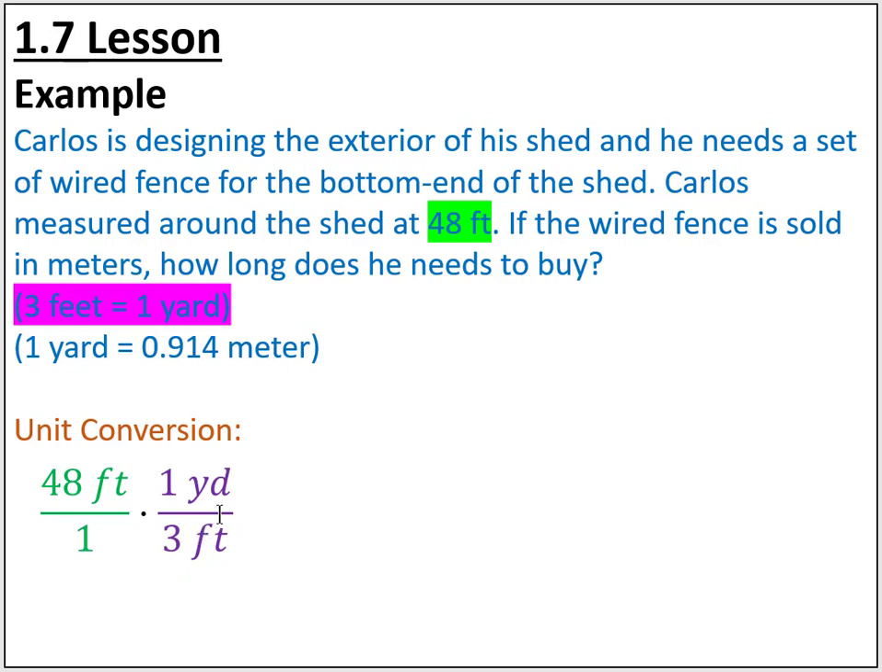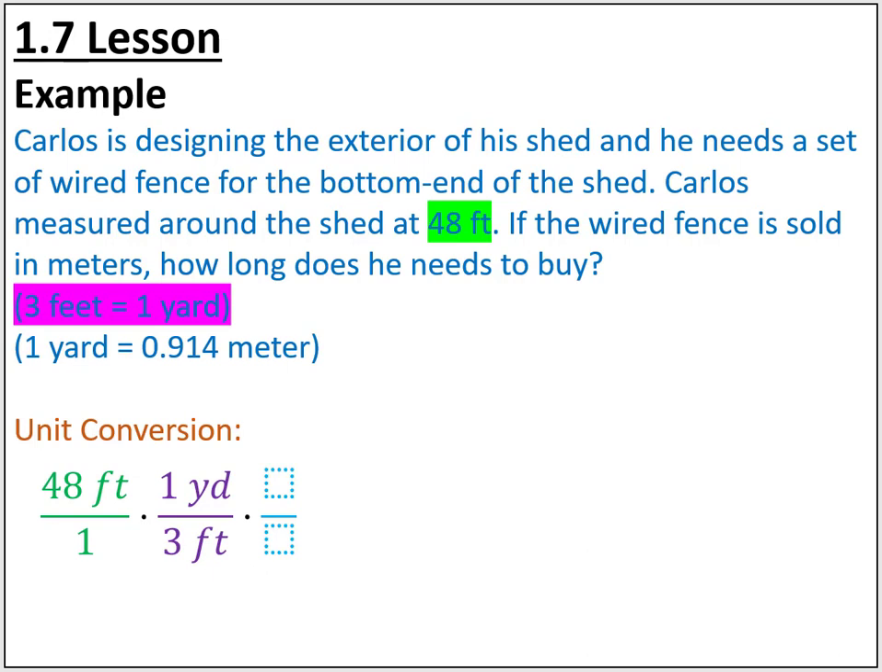Now, the goal of this conversion is to go from feet to meters. With these two fractions, we basically converted into yards, but we need to continue an extra step to convert into meters. So we're going to multiply by a third fraction. We're going to set up a third fraction here.